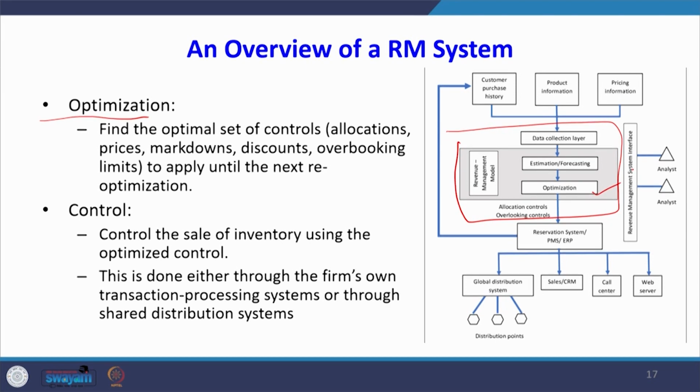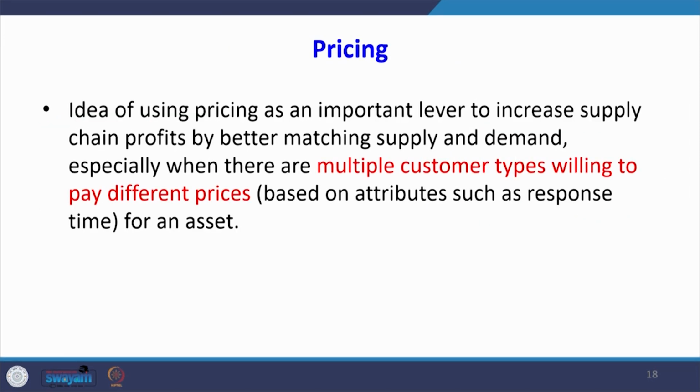The last one is controlling the sale of inventory using the optimized controls. This is done either through the firm's own transaction processing system or through shared distribution systems. The easiest way to manage demand is just by changing the pricing. The idea is using pricing as an important lever to increase supply chain profits by better matching supply and demand, especially when there are multiple customer types willing to pay different prices.